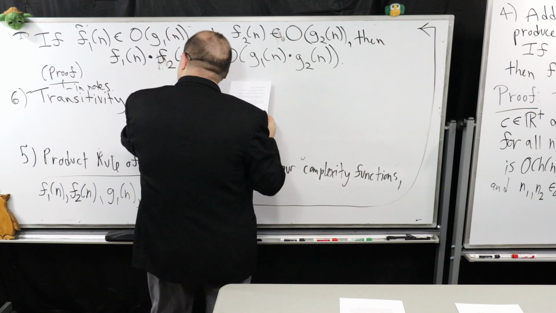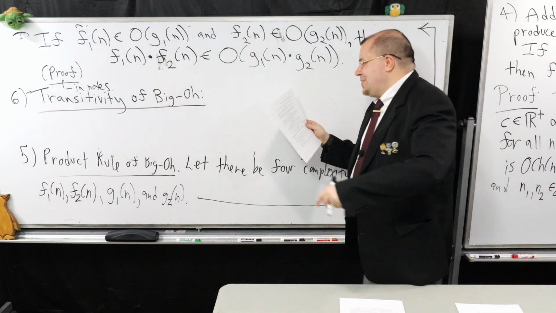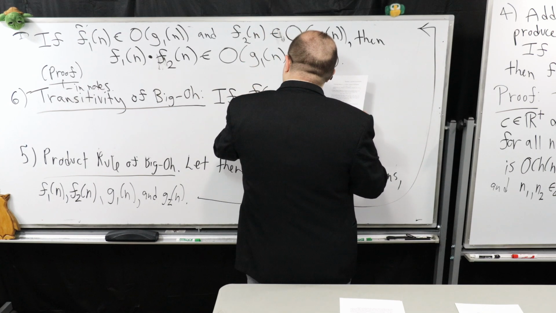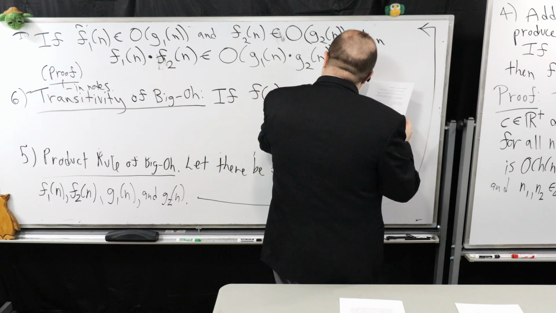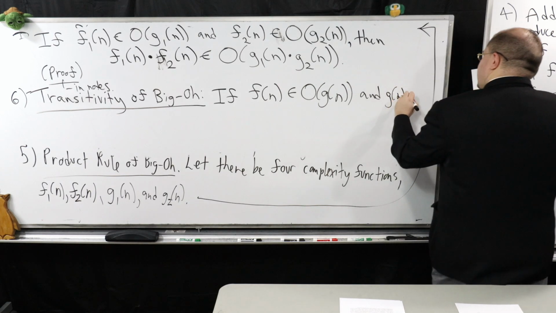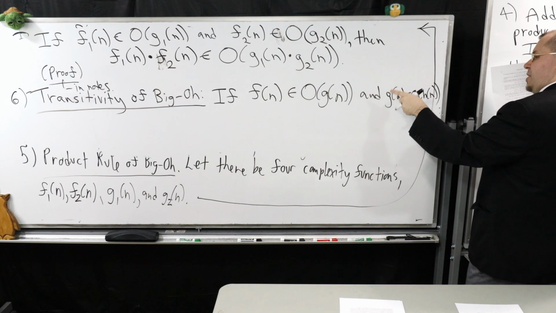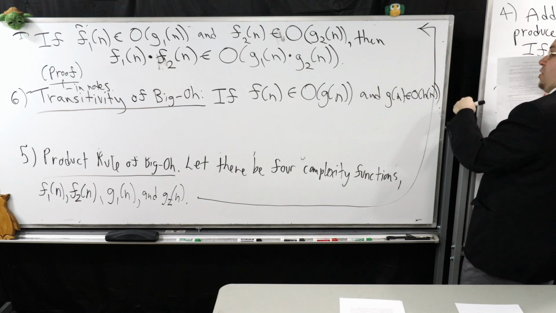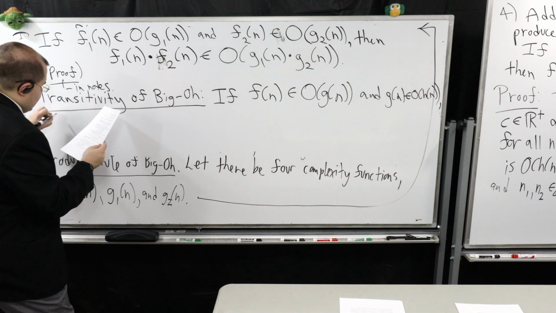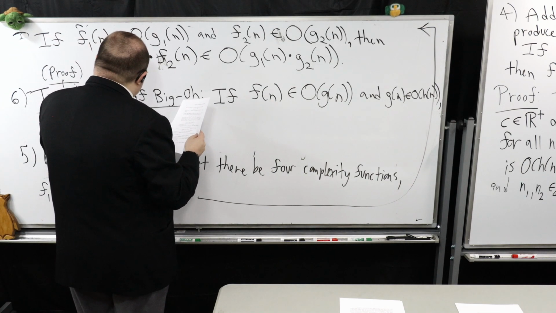Transitivity of big O. So this is a lovely property. This may look like something that should remind you of something. I'm not going to say what. But I'm going to tell you that if F is big O of G, and G is big O of H, the transitive property tells you that F is big O of H.